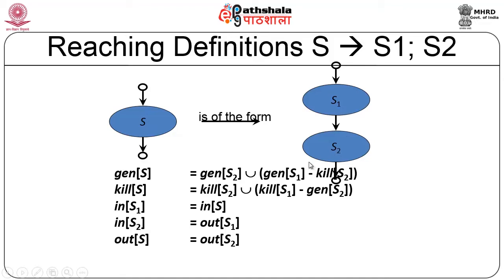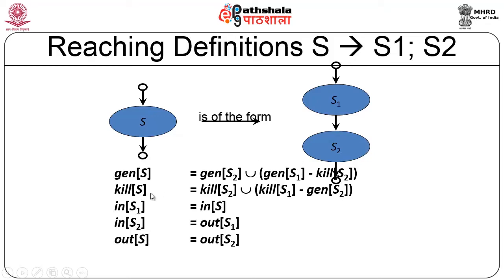Okay. So, it is nothing but just looking at this component and this component alone, but the generated statement of S1 could be killed by S2. So, I subtract kill of S2 from gen of S1, that is going to be appended with gen of S2 to get my overall generated statement. So, these two blocks together will generate whatever S2 generates union whatever was generated by S1, but whatever is killed by S2 will be ignored, and then the remaining will be accounted for.